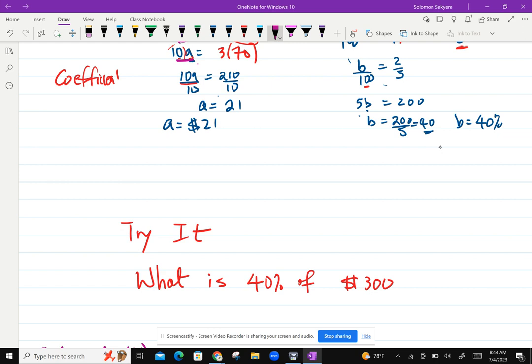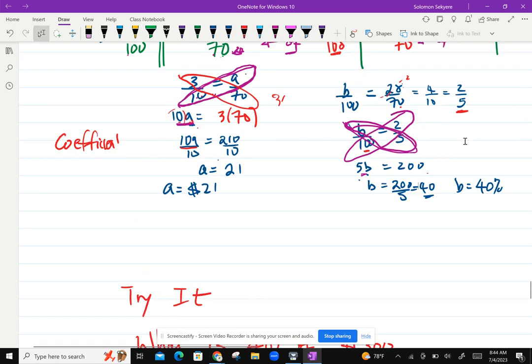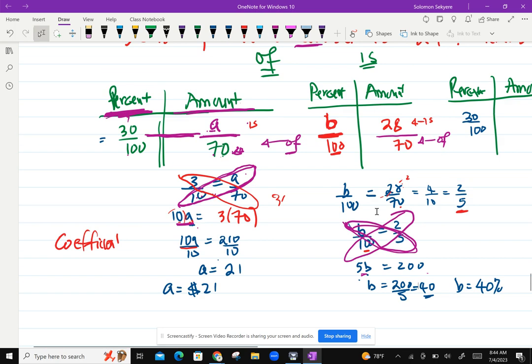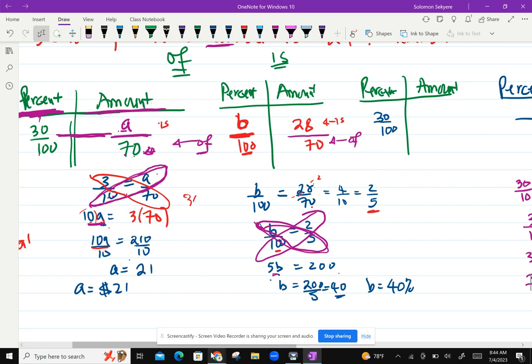Do the wing that contains your variable first. This times this, right? Always this times this. 5 times the letter B is 5B. It should be equal to that wing, 2 times 100. You solve for it, 40%. You get your 40, what is it? It's percent, 40%, not dollars, right? And then finally, let's go to this table.